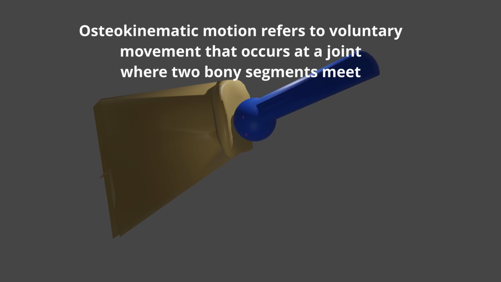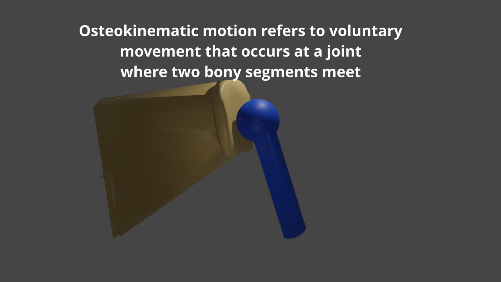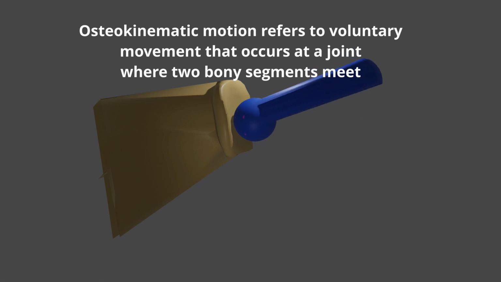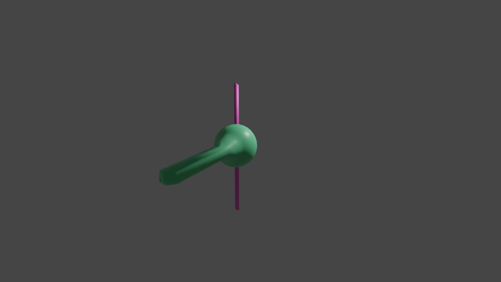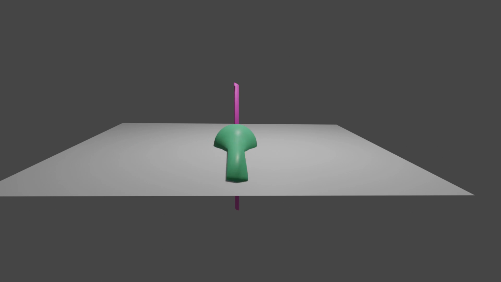Osteokinematic motions are generally what we think of when we refer to motion that occurs in our extremities and in the spine. Movement occurs when our bony segments rotate around a particular axis. Now, motion occurs around an axis, but it occurs within a plane.